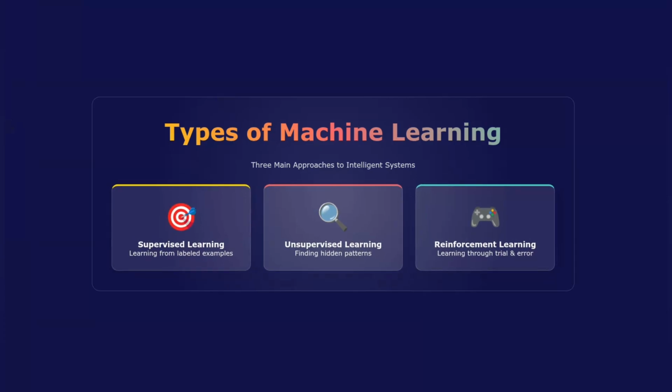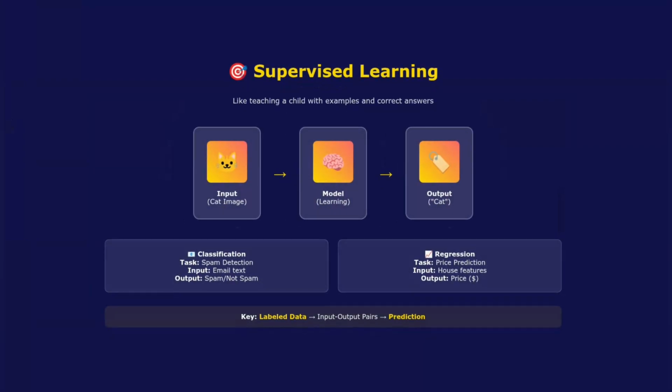First up, supervised learning. Imagine teaching a child to recognize a cat. You show them pictures of cats and say "cat," and pictures of dogs and say "not a cat." You're providing both the input, the image, and the correct output, the label. Supervised learning works similarly. We train models on labeled data, input-output pairs.